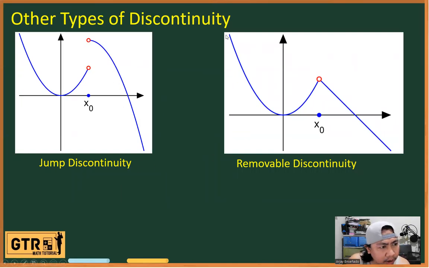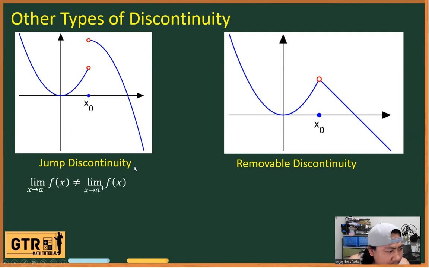And then for removable, another term for this is hole discontinuity because there's a hole. There's a hole in the graph. So it's almost continuous except for this hole. So we call this a removable discontinuity. So if this point napapunta dun sa taas, then magiging continuous na siya on negative infinity to positive infinity. But there is a hole kaya siya removable discontinuity.